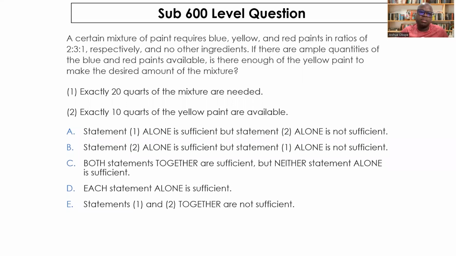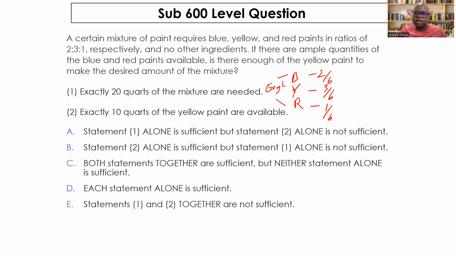If you look at this question, it's talking about a mixture of paint which has three colors: blue, yellow, and red. Then you're being told that they have ratios of 2 to 3 to 1. That means if you convert them to fractions, it will be 2 out of 6 for the blue, 3 out of 6 for the yellow, and 1 out of 6 for the red. That will be the fraction of the mixture for each paint. Then we're told that we have ample quantities of blue and red paints. These are enough.